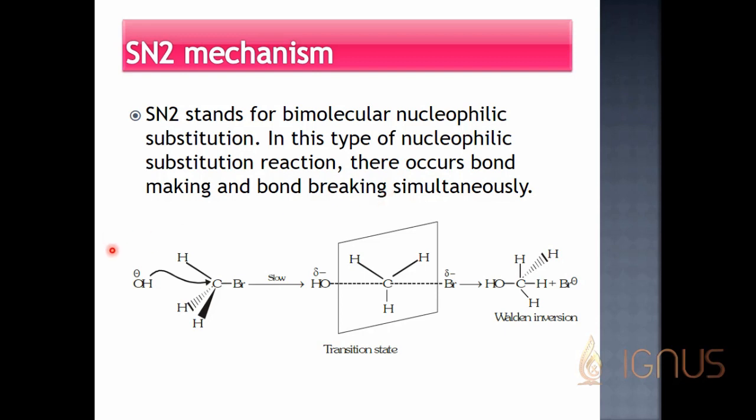Here you can see, as the OH minus approaches from behind, the bromine atom starts to move away. It gives rise to a transition state. At the end, bromine goes out as Br minus and it gives rise to alcohol. Write down the mechanism. This is very important.